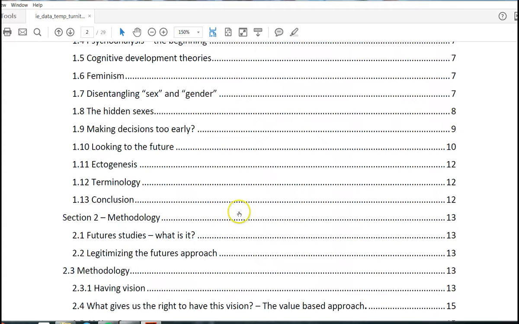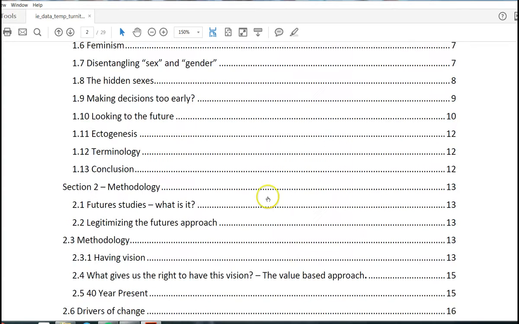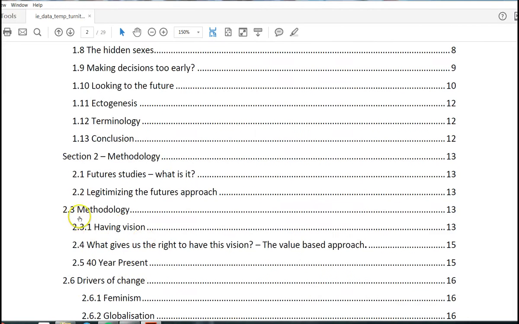The second section they produced then is one on methodology. They talk about future studies, what is it, legitimizing the futures approach, and then they don't give that an enormous amount of space, and then they move straight into the methodology in terms of having a vision, what gives us the right to have this vision, the value-based approach, and then they talk about the 40-year present.